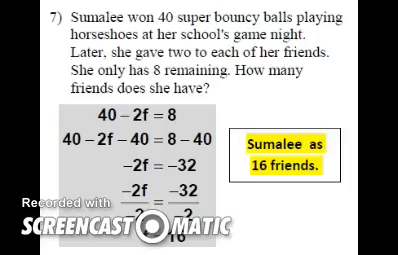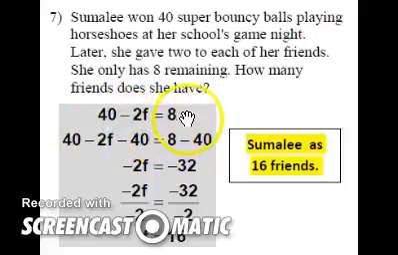All right, number 7, Suma Lee won 40 super bouncy balls playing horseshoes at her school's game night. Later, she gave 2 to each of her friends. She only has 8 remaining. How many friends does she have? So she started with 40, and we know she's going to give 2 away to every one of her friends. And at the end, after she gives those 2 away to every one of her friends, she's going to have 8 left. So there's our equation. Started with 40, gave away 2 to each friend, and she's got 8 left.